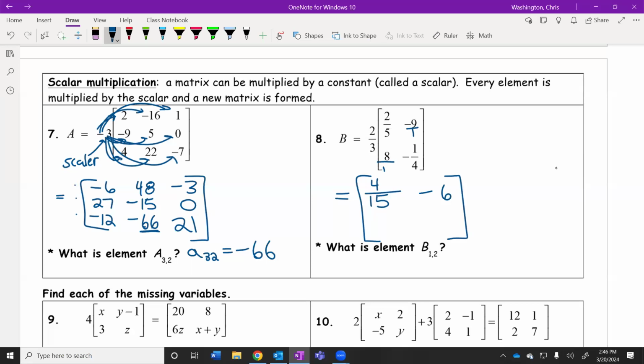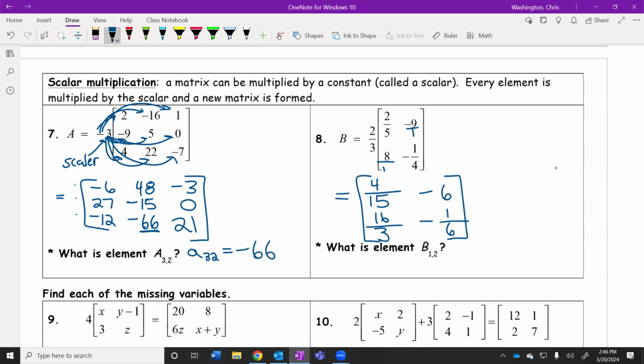This is really 8/1. We multiply the 2 and the 8 together, we get 16. We multiply the 3 and the 1, we get 3. And 16/3 cannot be simplified. We multiply the 2 and the 1 together, we get 2. We multiply the 3 and the 4 together, we get 12. And it's going to be negative, and we can simplify 2/12, divide both of those by 2, and we get -1/6. If you can't multiply it, you can use a calculator.